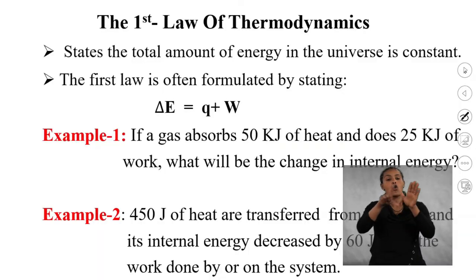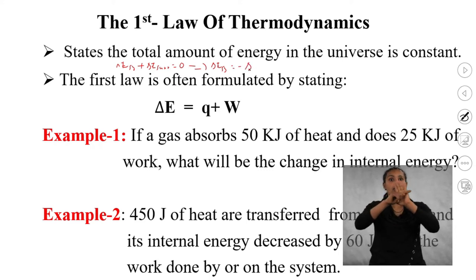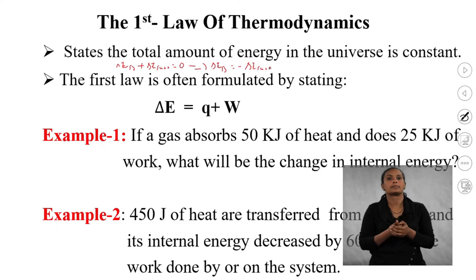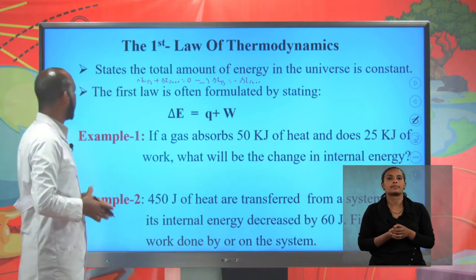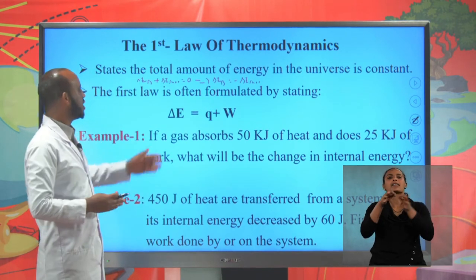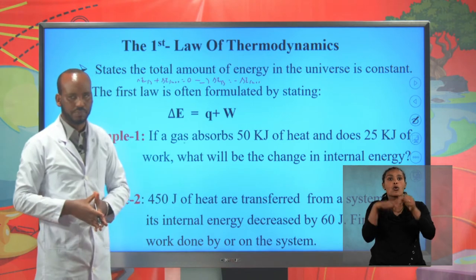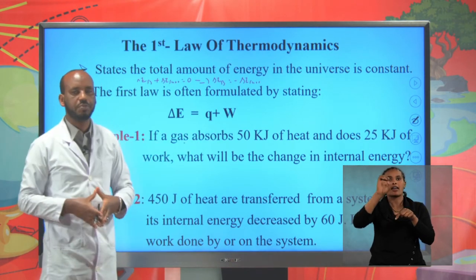The first law of thermodynamics states the total amount of energy in the universe is constant. We can write this as the change in total energy E of the system plus the change in energy of the surroundings equals zero, or the change in energy of the system equals the negative of the change in energy of the surroundings, and the total is constant in the universe. The first law of thermodynamics is often formulated by stating that the change in internal energy equals heat absorbed by the system plus work done on the system: delta E equals Q plus W.